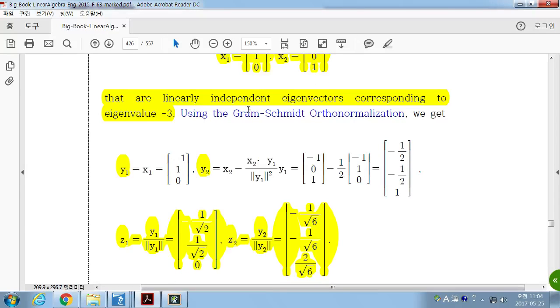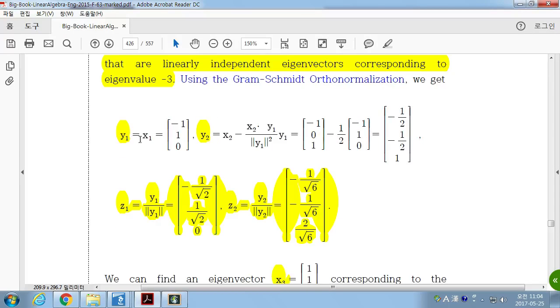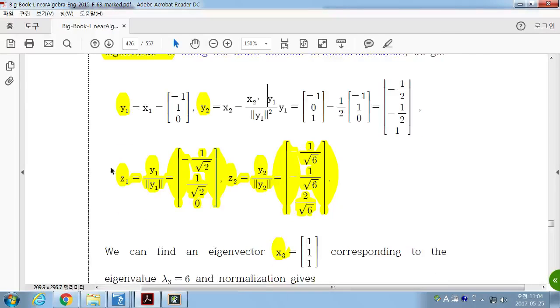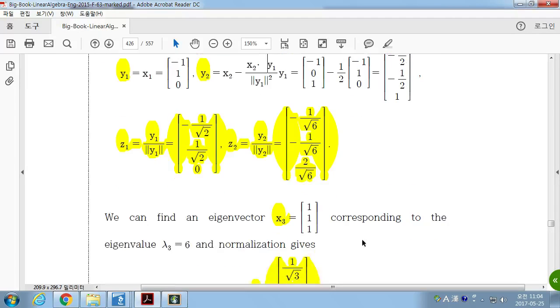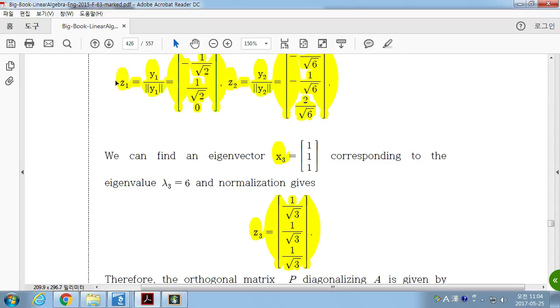So we use the Gram-Schmidt orthogonalization process on x1 and x2 to find y1 and y2. Then y1 and y2 are orthogonal vectors. So you normalize y1 and y2 to find orthonormal vectors g1 and g2, and you just normalize x3 to g3. Then you have g1, g2, and g3. They are all orthonormal.